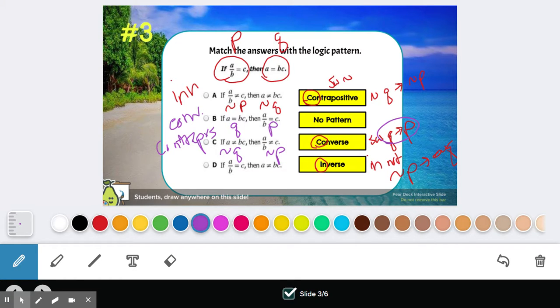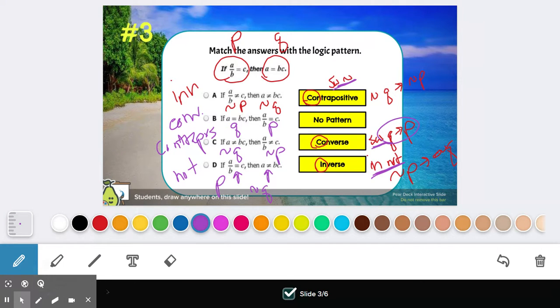And then the last one, A over B equals C. So I have P here and then not Q here. This is not a pattern, right? So just to remember, contrapositive, switch and negate. Converse, just switch. Inverse, insert not, and keep the same order. Got to memorize all of those guys. It's kind of a little rocky start.